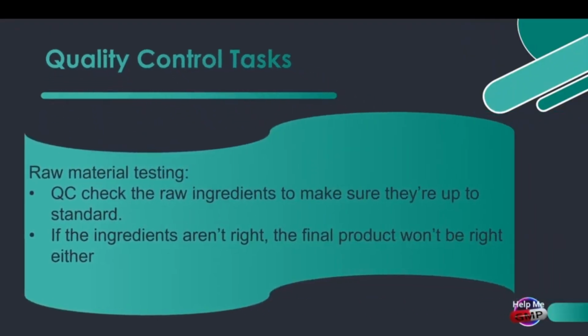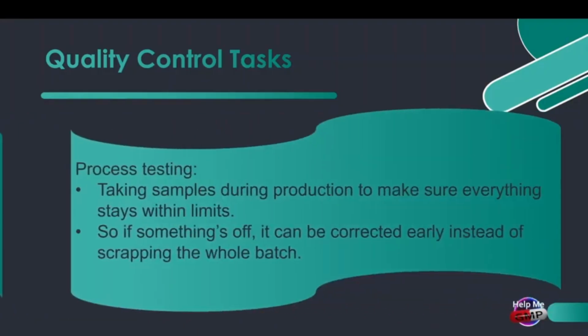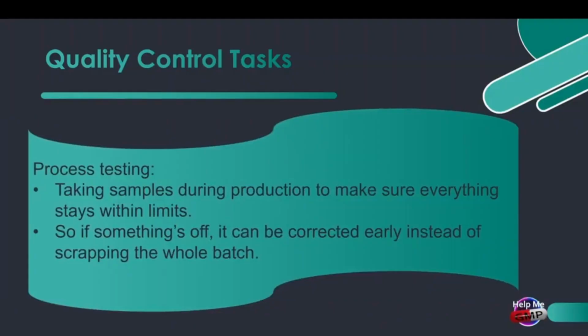First up, raw material testing. Before manufacturing even starts, quality control checks the raw ingredients to make sure they're up to standard. Because if the ingredients aren't right, the final product won't be right either. Then there's in-process testing. This means taking samples during production to make sure everything stays within limits. So if something's off, it can be corrected early instead of scrapping the whole batch.